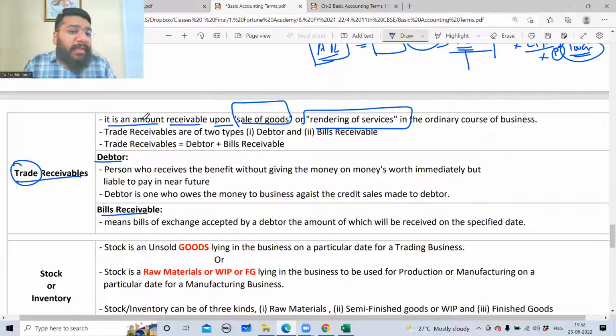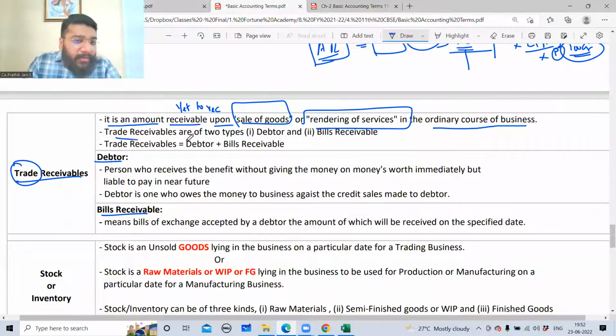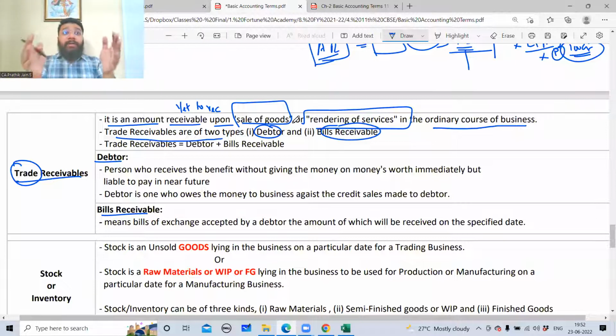So trade receivable is an amount receivable. Receivable means what? Yet to receive. So it is an amount receivable upon sale of goods or rendering of service in the ordinary course of business. Trade receivable is of two types. One is debtor, another is bills receivable. Debtor is basically my customer to whom I have sold the goods on credit. From a business point of view, my customer is my debtor from whom I have to receive the money.